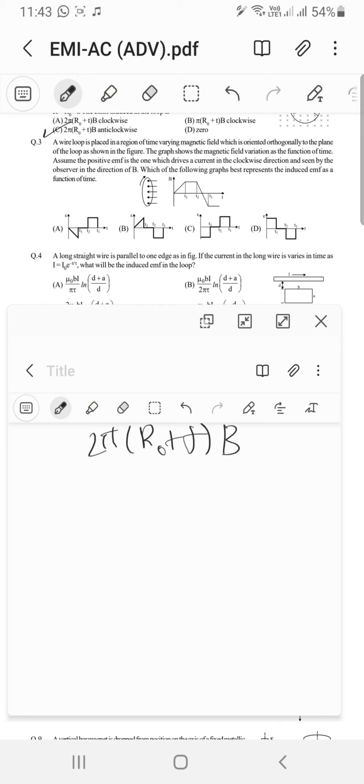Oh, okay. So when the eye is over here, right, at that point, the clockwise direction, that's supposed to be positive. Okay, drives the current in that direction. Fine. Which of the following graph best represents the induced EMF as a function of time?